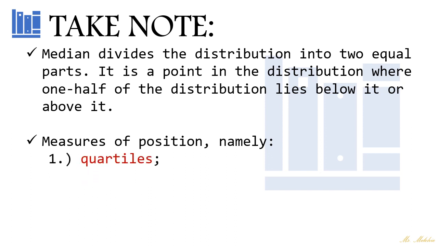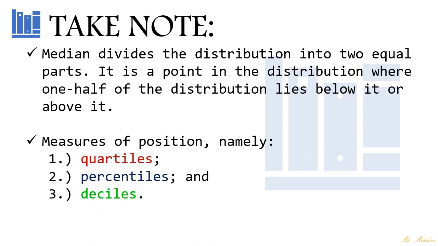So we have quartiles, percentiles, and deciles. To give you an overview, if we talk about quartiles, the data is divided into 4 equal parts. For percentiles, the data is divided into 100 equal parts. And for deciles, the data is divided into 10 equal parts. But for this video, we will simply focus on quartiles. Don't worry, in our next video lessons, we will be discussing percentiles and deciles as well.